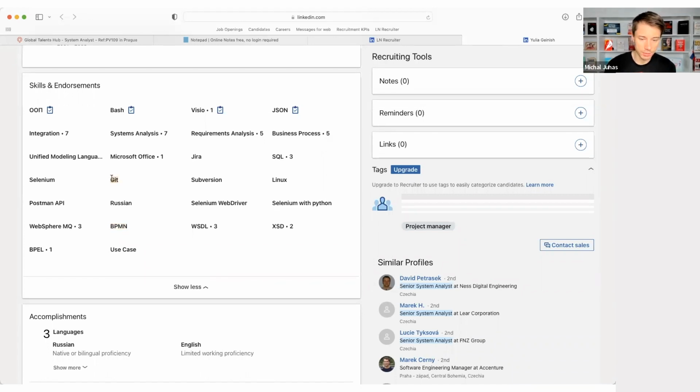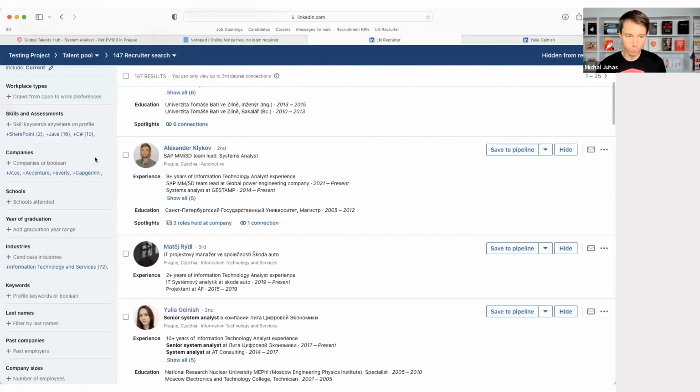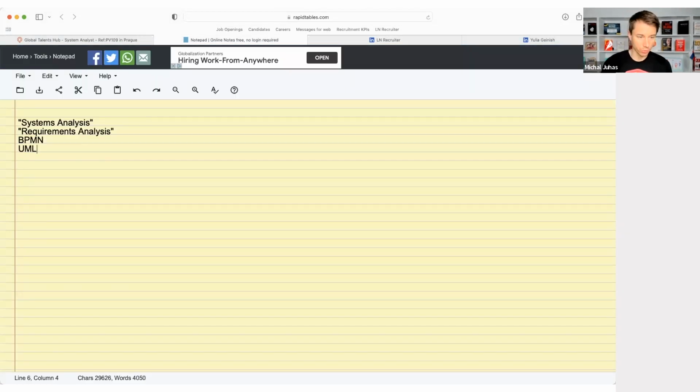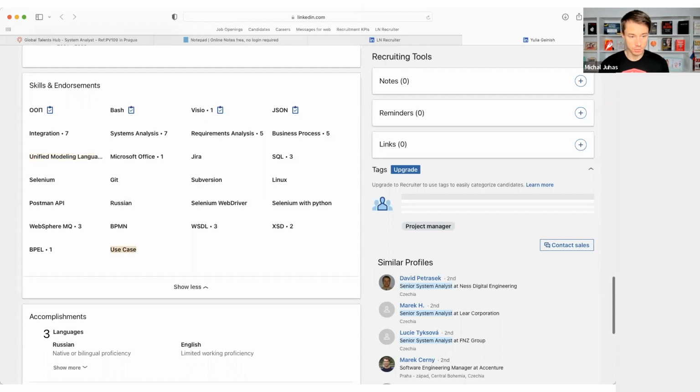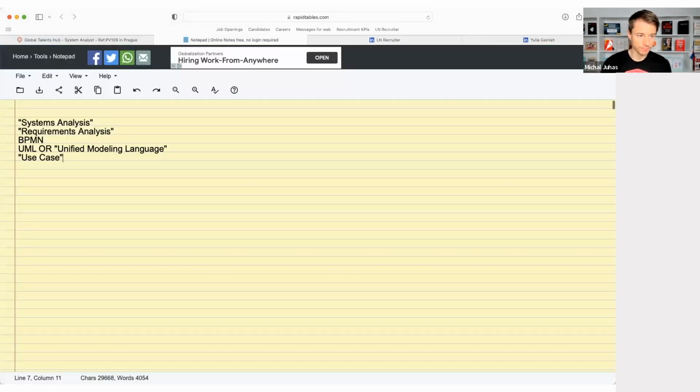If we would use Git, you guys know by now that Git is used by software developers, web developers, mobile developers. So this would not be a good keyword. Also, Selenium is used by any engineers, even test engineers, not a good keyword. But UML, Unified Modeling Language, that would be a good keyword. So UML or Unified Modeling Language. Use case, that potentially as well.